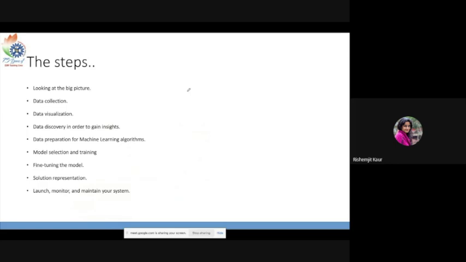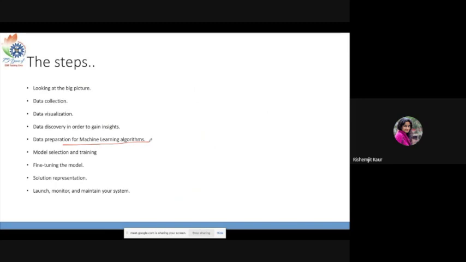And there are generally a few steps that we follow whenever we get a certain data set to which we have to apply machine learning. The very first thing that we do is looking at the big picture, like what is the task at hand. Then there is data collection. We'll go into the data visualization, then we see if we can gain some insights from the way of data discovery. Then we look into the pre-processing, the data preparation for machine learning algorithms. Then there's model selection, training, fine-tuning the model, solution representation, and finally launch, monitor, and maintain your system. So we will talk about all of these steps.